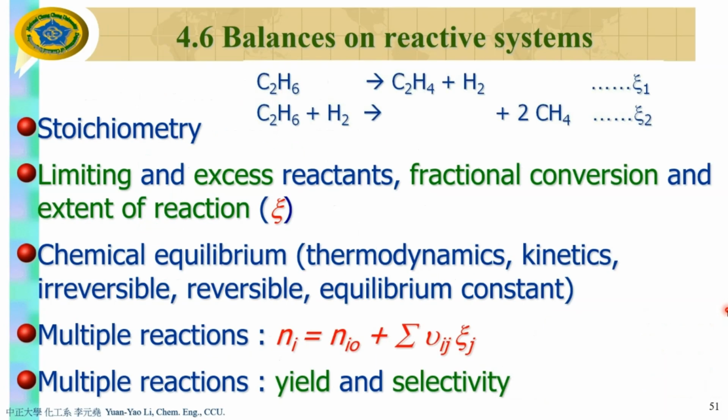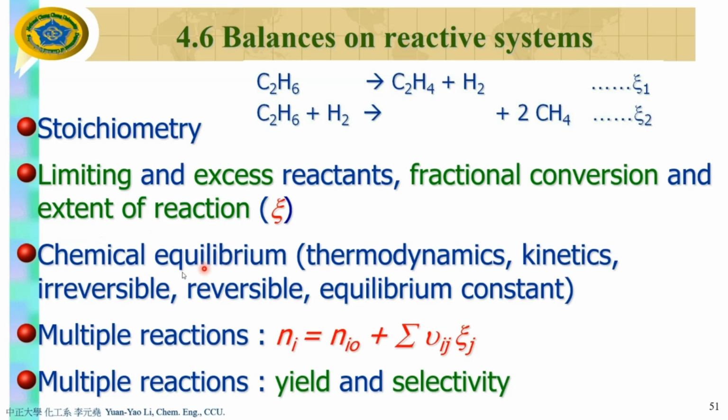Okay, so that's section 4.6, balances on reactive systems. Let me summarize 4.6. First of all, you need to know the stoichiometry: the stoichiometric equation, the stoichiometric coefficients, and the stoichiometric ratio. Then you need to know limiting and excess reactants, the definition of fractional conversion, and the definition of extent of reaction.